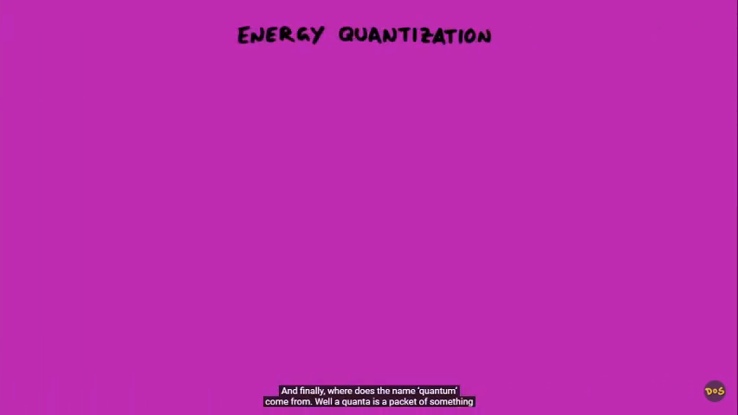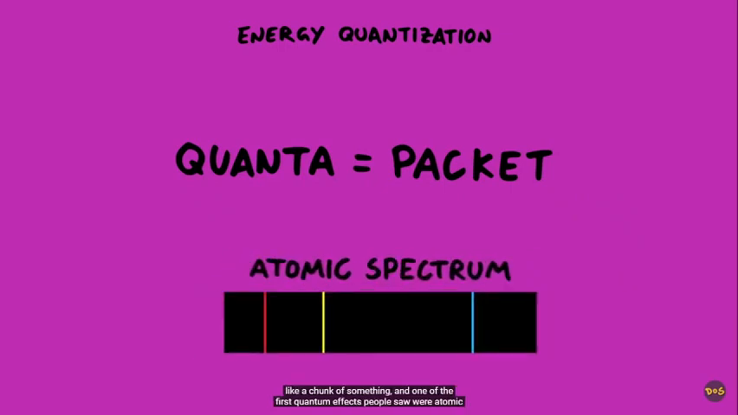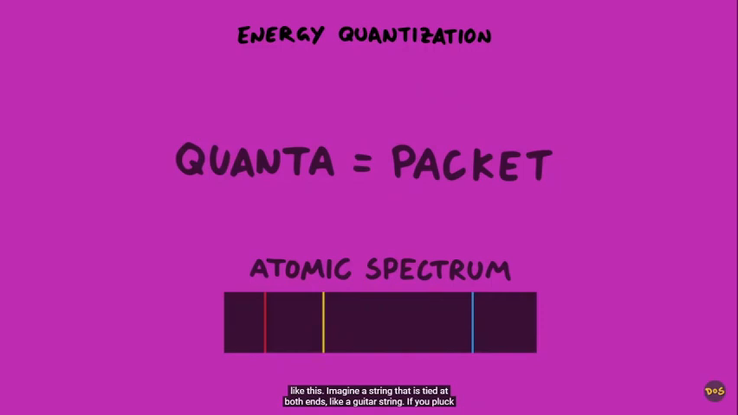And finally, where does the name quantum come from? Well, a quanta is a packet of something, like a chunk of something. And one of the first quantum effects people saw were atomic spectra, which is where atoms give off light with specific discrete energies. It works like this.